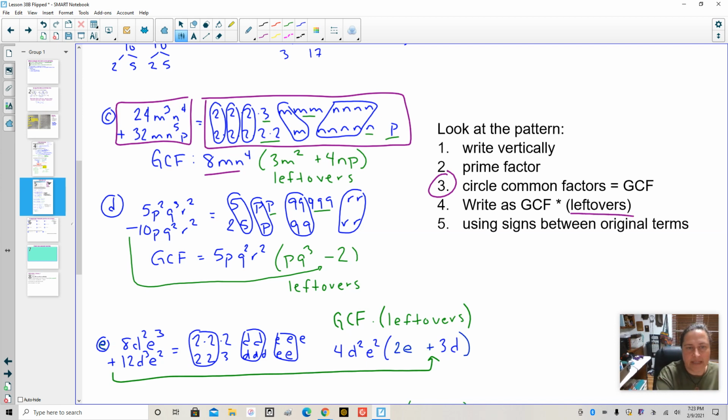So what was left over is 3 and 2m's, a 4, an n, and a p. Check out D. Write it vertically. Done.